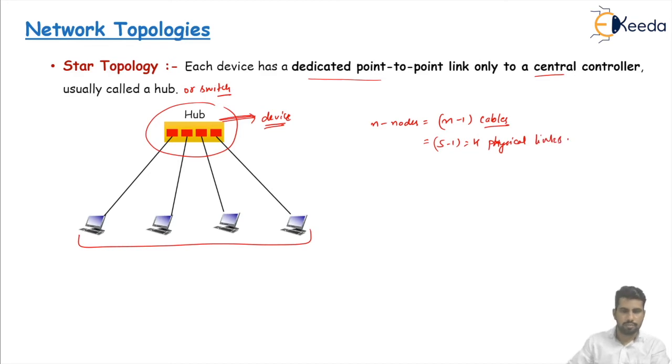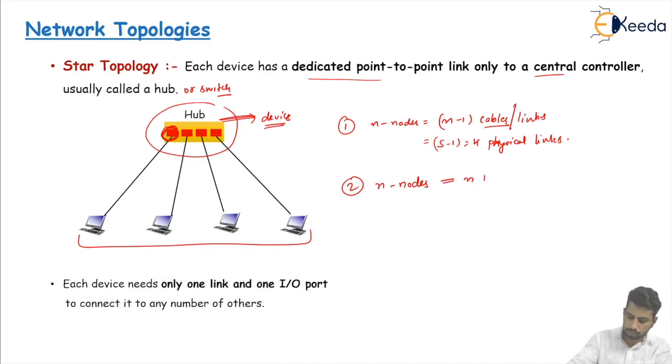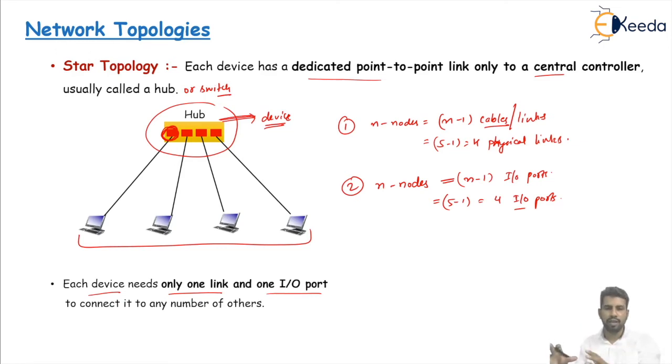Now each device needs only one physical link. And an input output port is required for every device in the hub. The hub has ports in it to connect the devices. So for one device we need one input output port. So for N nodes we need N minus 1 input output ports. Here we need a total of 5 devices combined with the hub, so 5 minus 1 means 4 input output ports are required here. Each device needs only one physical link and one input output port to connect to any number of other devices in the network through the central controller. The central controller may be the hub or maybe the switch.